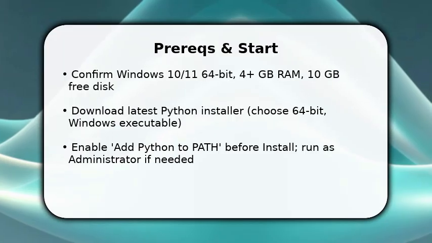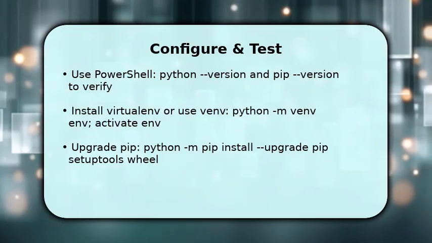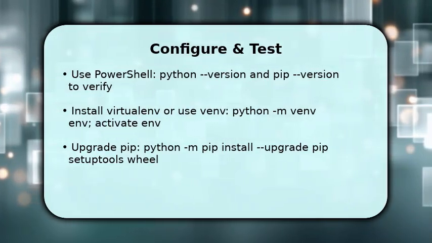Now you verify and configure the environment. Open PowerShell and run python --version and pip --version to confirm installation. This tells you the interpreter and package tool are reachable.